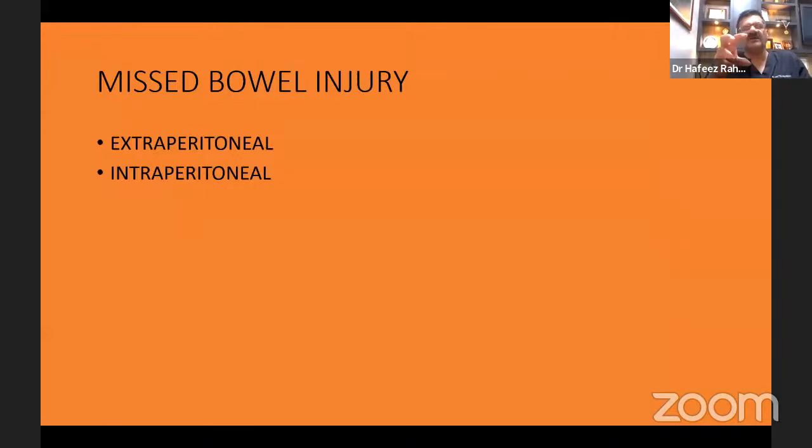Mostly I've seen this with the small bowel, because we do a lot of ileal vaginoplasties where you have an anastomosis of the bowel. Mostly the leak occurs on the 5th day. So watch the patient until the 5th day.